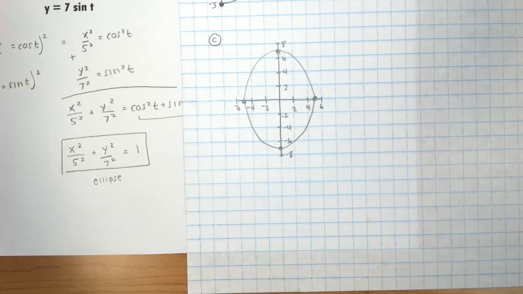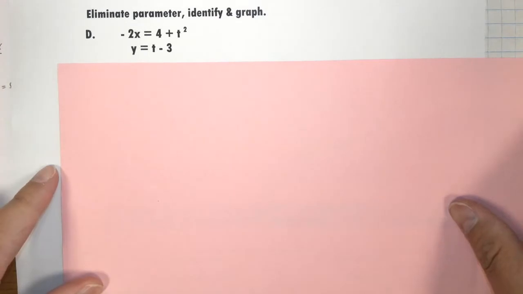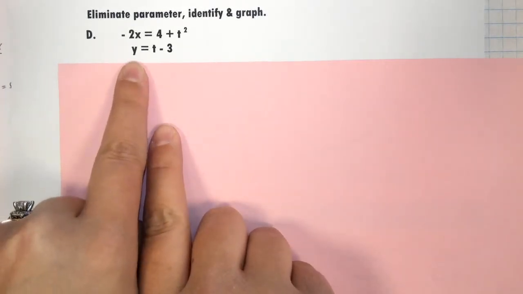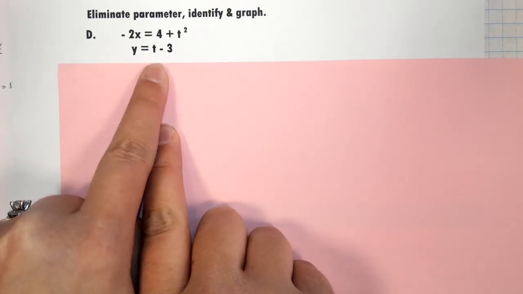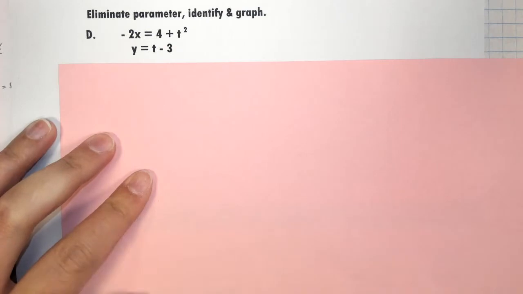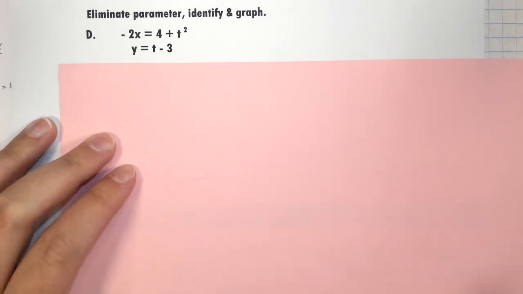All right, now it's time for you guys to try one. So, have the sub or somebody pause this video, and I want you guys to work through this example. Okay, example D. Eliminate the parameter, identify, and graph. Negative 2x is equal to 4 plus t squared, y is equal to t minus 3. Do that now, have somebody pause the video, and then come back for the answer in just a minute.